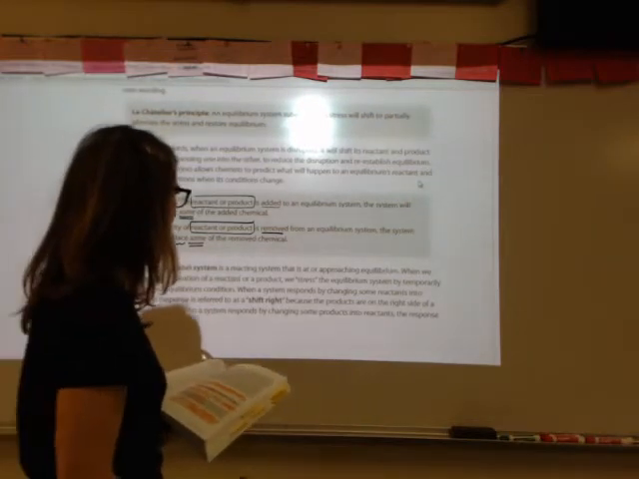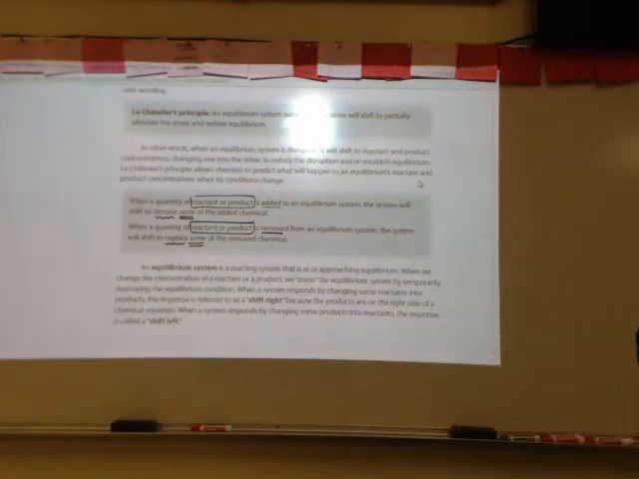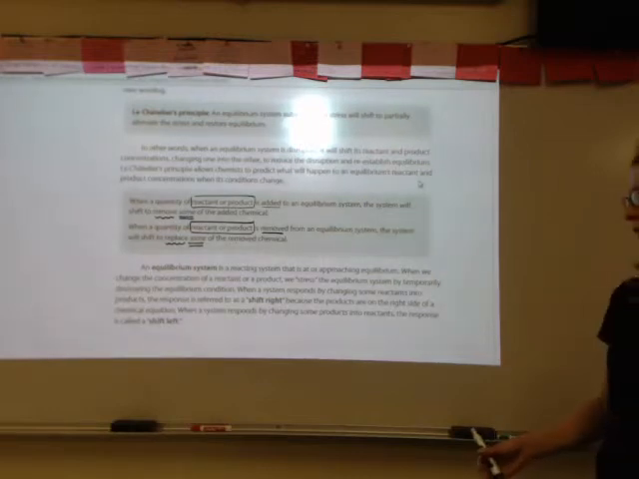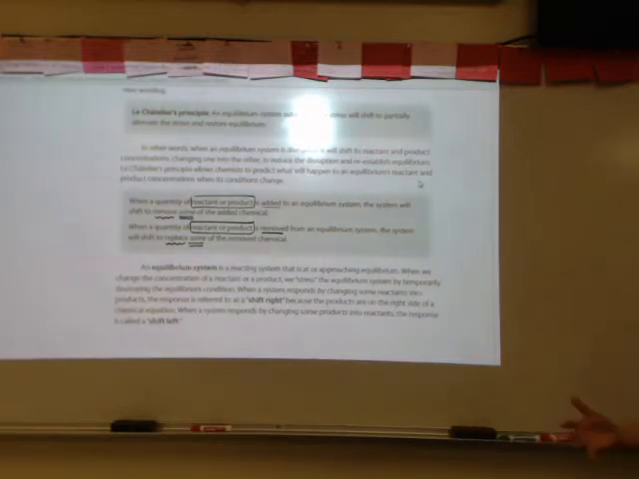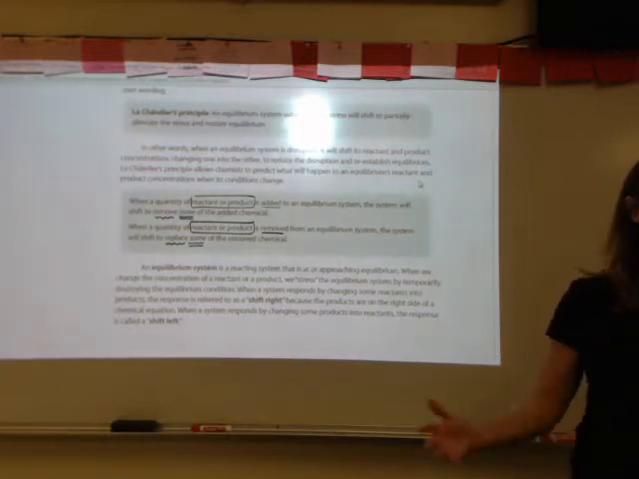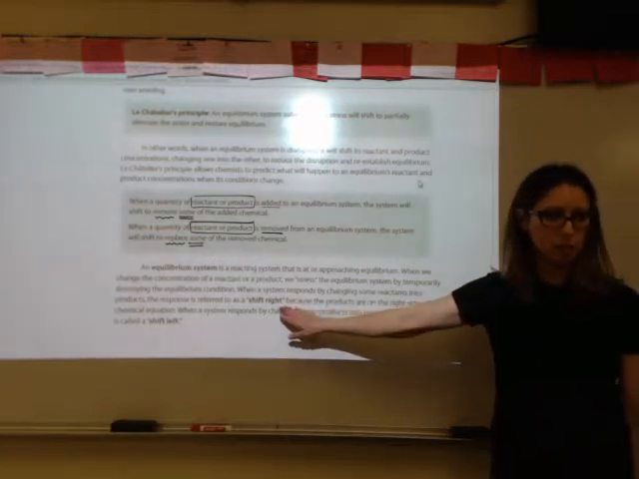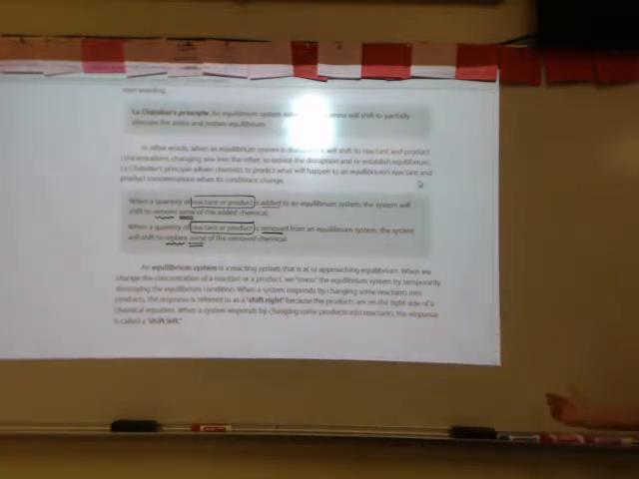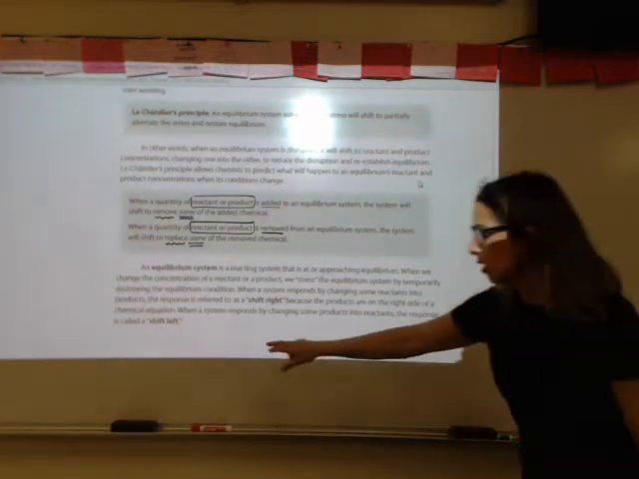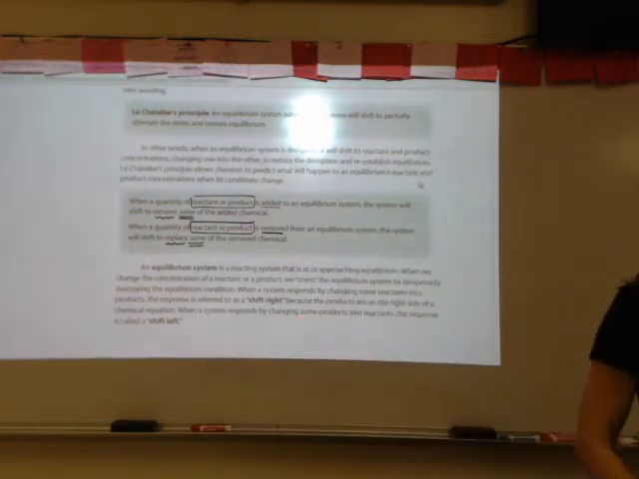So an equilibrium system is a reacting system that's at or approaching equilibrium, and if we change the concentration of reactant or product, we're stressing it out. It's temporarily destroying the equilibrium. And it will respond by changing some of the reactants into products or vice versa. If we are converting the reactants into products, that is known as a shift to the right. If we are converting product back into reactant, that is known as a shift to the left.